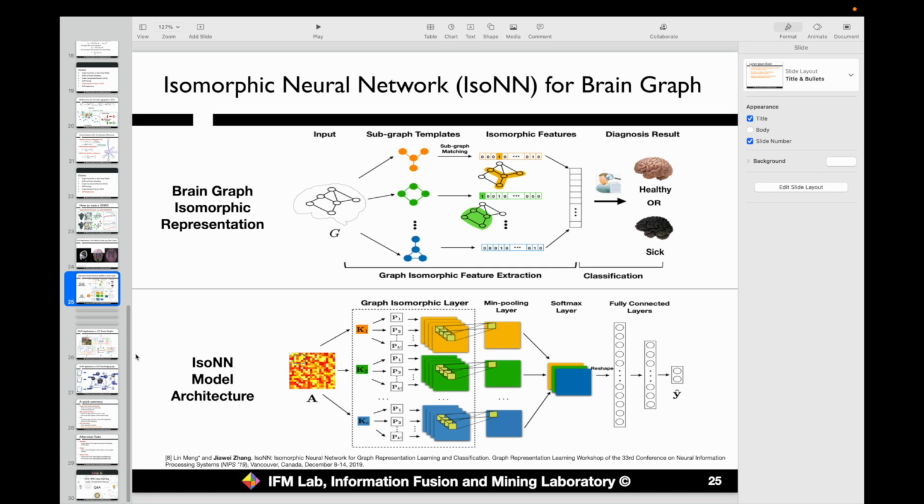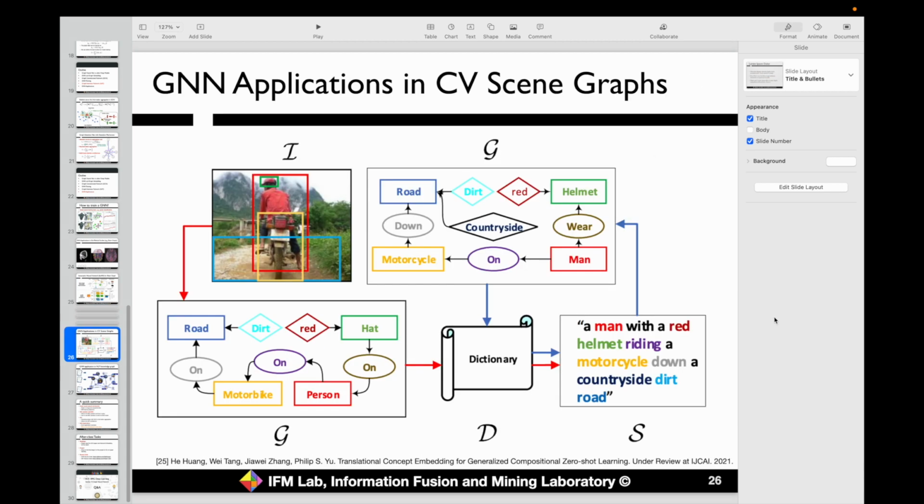Okay. So besides the brain graph started, we can also utilize graph neural networks for studying computer vision problems, right? Before, we mentioned we can generate some text data based on some inputs. A very similar task we can study in computer vision is to generate a caption for an input image.